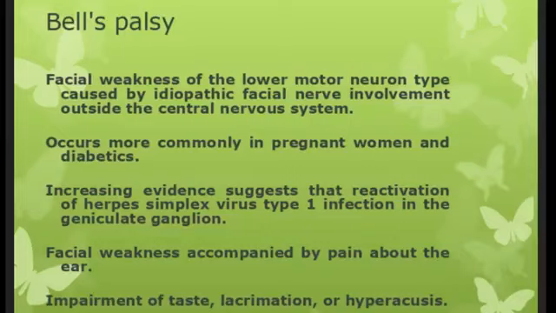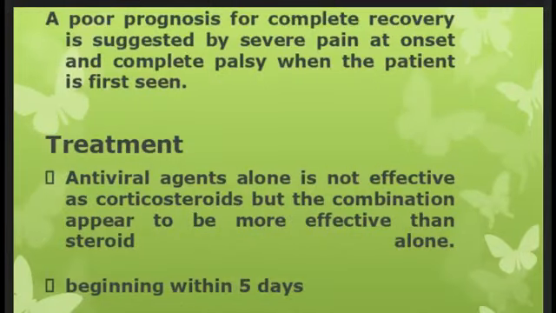Bell's palsy is facial weakness of the lower motor neuron type caused by idiopathic facial nerve involvement outside the central nervous system, and it accounts for up to 70% of facial neuropathy. The cause is unclear, but the disorder occurs more commonly in pregnant women and diabetic patients. Increasing evidence suggests early activation of herpes simplex virus type 1 infection in the geniculate ganglion. The facial weakness is accompanied by pain above the ear, and according to the site of involvement, there may be impairment of taste, lacrimation, or hyperacusis. Most patients recover completely without treatment, but this may take several days in some instances and several months in others.